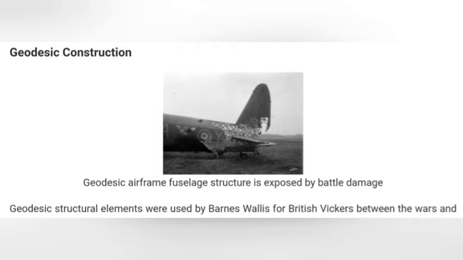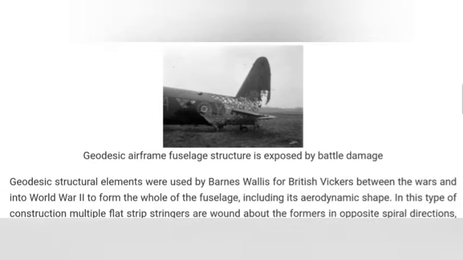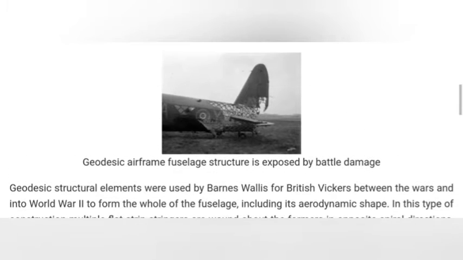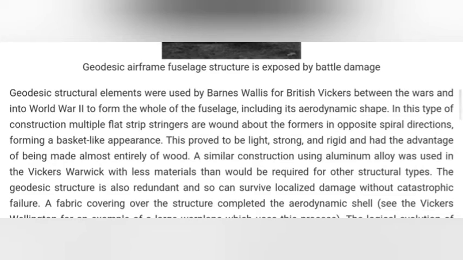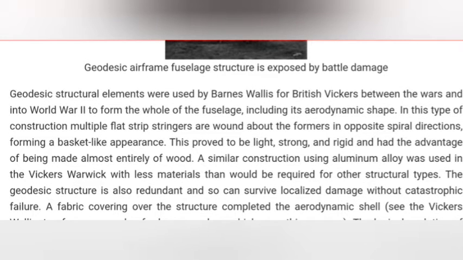Geodesic construction. The picture shown is the geodesic airframe fuselage structure exposed by battle damage. It is an aircraft damaged during war. The tail section of the fuselage is damaged. Geodesic structural elements were used by Barnes Wallis for British Vickers between the wars and into World War II to form the whole of the fuselage, including its aerodynamic shape.